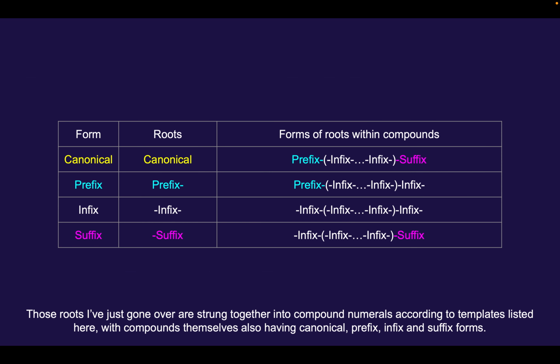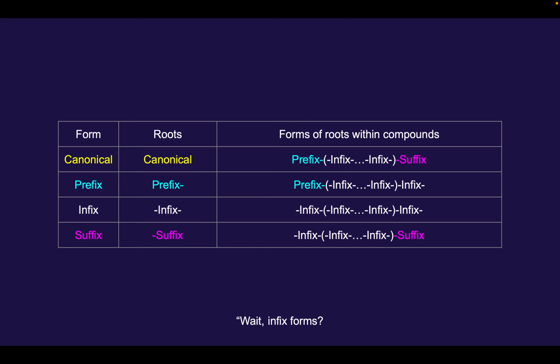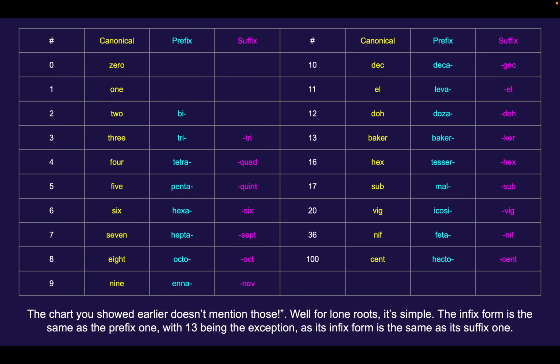Those roots I've just gone over are strung together into compound numerals according to templates listed here, with compounds themselves also having canonical, prefix, infix, and suffix forms. Wait, infix forms? The chart you showed earlier doesn't mention those. Well, for lone roots, it's simple. The infix form is the same as the prefix one, with 13 being the exception, as its infix form is the same as its suffix one.